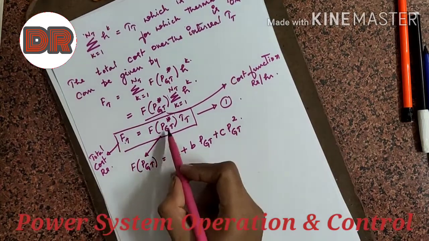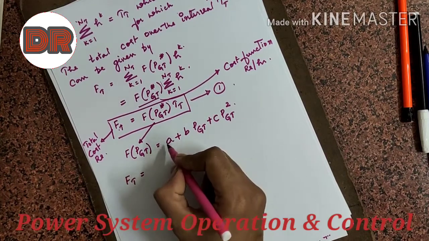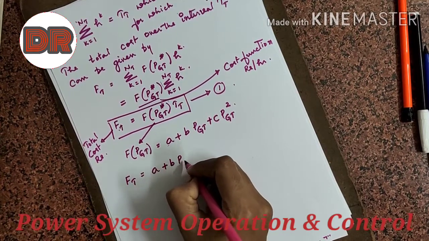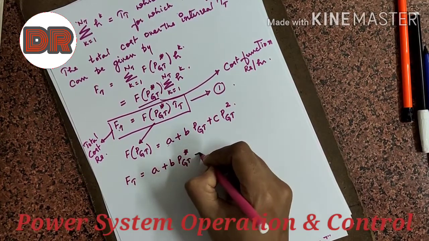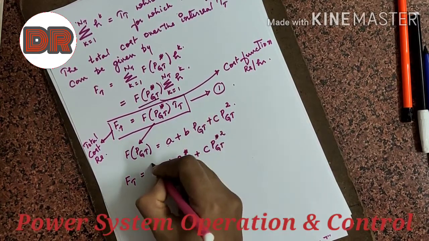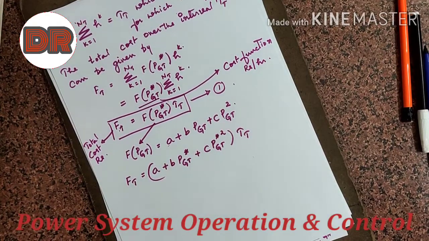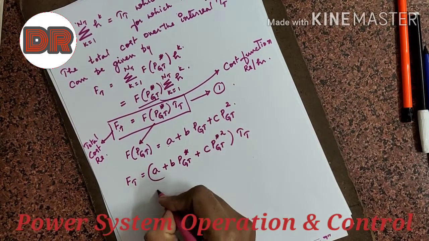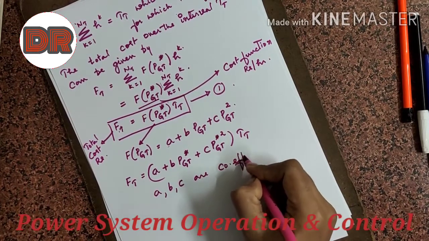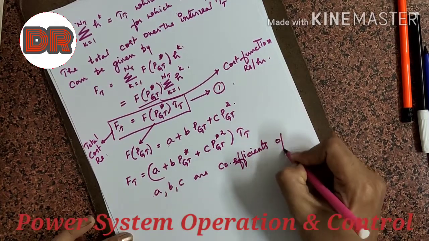PGT square. Now since we have to use star here, let me write FT. The equation becomes FT will be equal to, I'll substitute this here. So here, (A plus B PGT star plus C PGT star square) into TT, where A, B, C are coefficients of cost function.